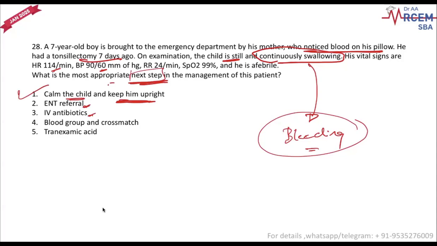Yes, IV antibiotics eventually will be required, but that is not the first step. Eventually will be required because we are suspecting a delayed tonsillar bleed here. Infection is the most common cause. ENT referral, yes. Blood grouping and cross-matching might be required depending on the other vital parameters and the laboratory investigations. Tranexamic acid is not that helpful. Again, you can give it as a part of the massive hemorrhage protocol. But the first step is always to keep them upright.